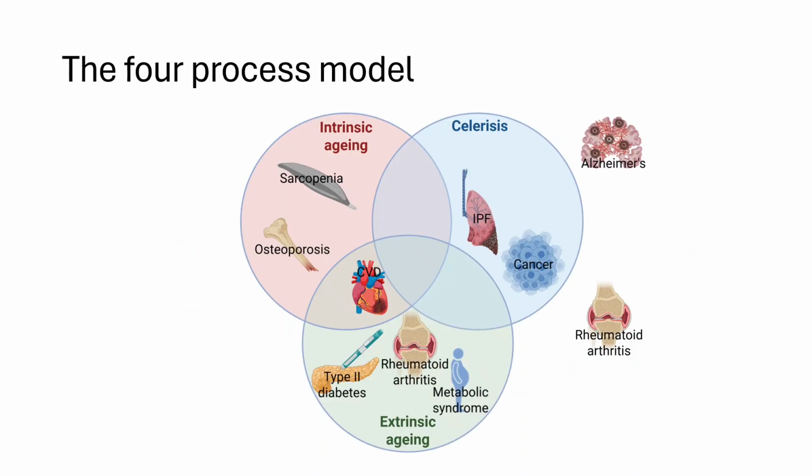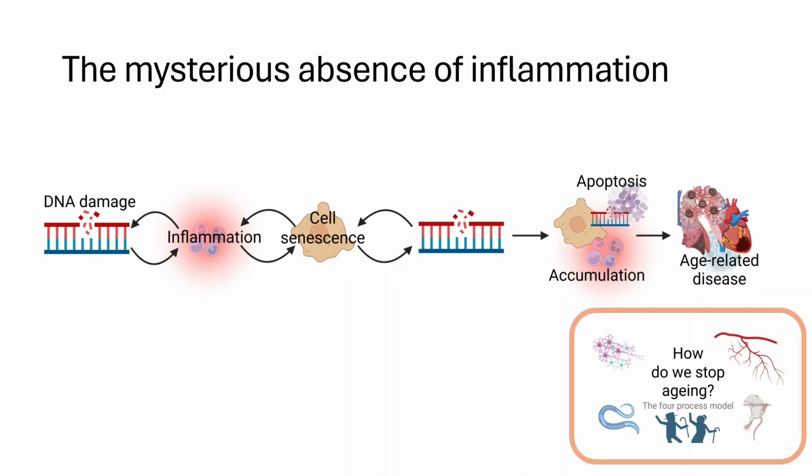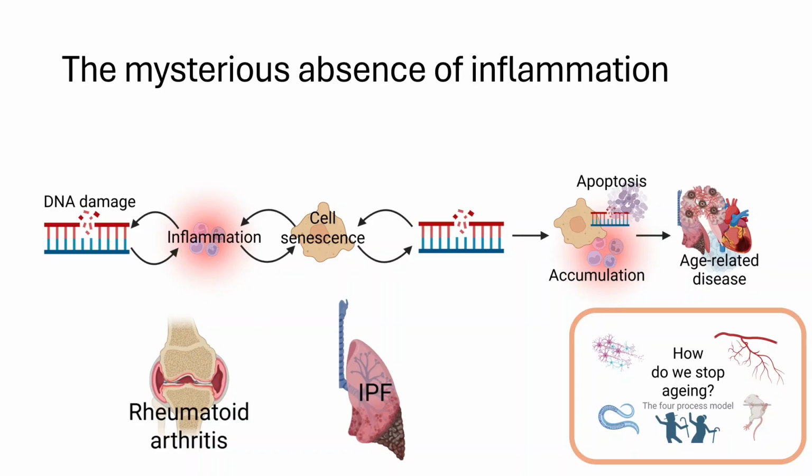So Alzheimer's disease then is the same as cardiovascular disease. It's the result of a combination of extrinsic and intrinsic aging. Now, what you might notice from here is the mysterious absence of inflammation in what I'm talking about. I discussed that in considerably more detail in the talk on how do we stop aging, where I look at anti-inflammatories. But that is not to say that inflammation is not important in processes or diseases such as rheumatoid arthritis and fibrosis, both of which are a result of increasing inflammation.